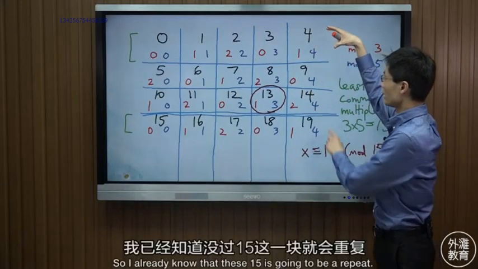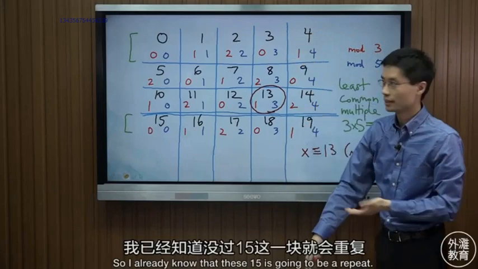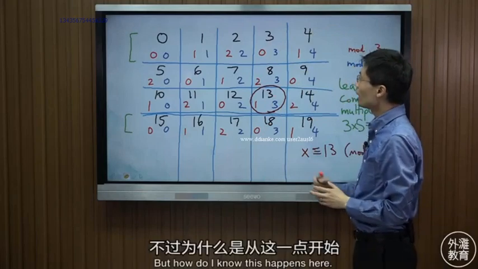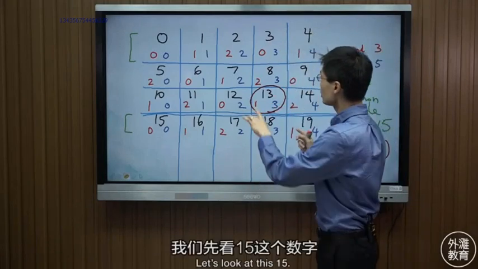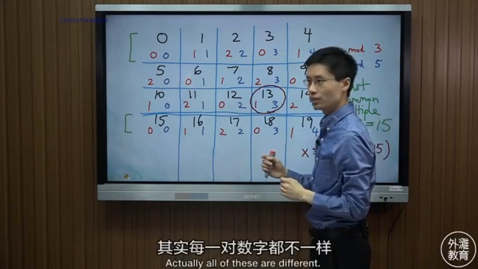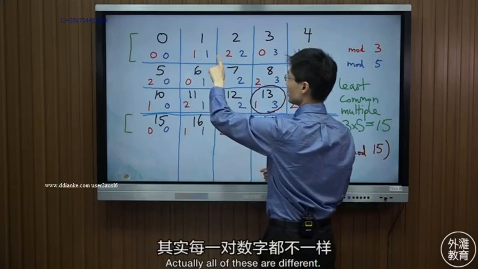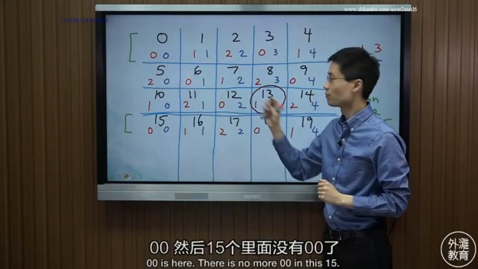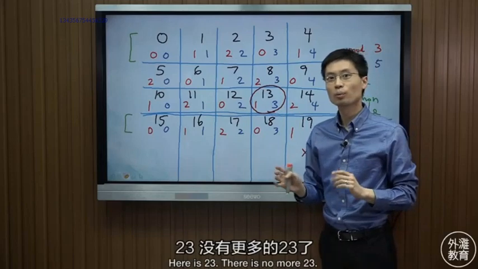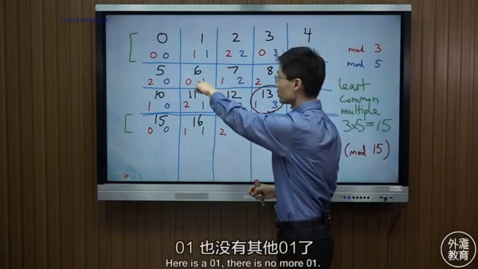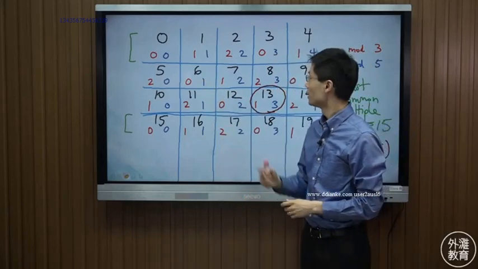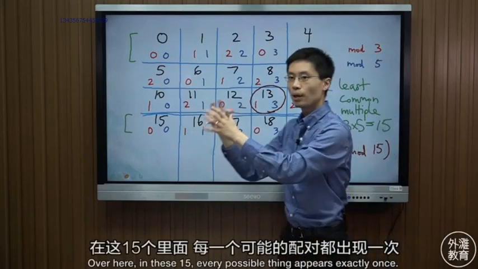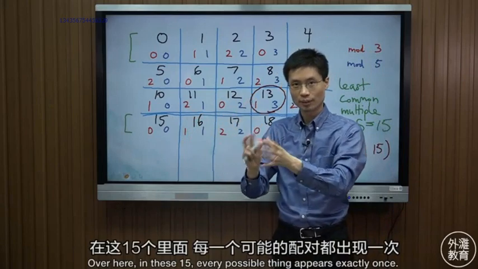So I already know that in these 15, there's going to be a repeat. It's going to go from here, and then same picture, and then same picture. But how do I know that this happens here? Let's look at this 15. Actually, all of these are different. 0, 0 is here. There's no more 0, 0 in this 15. Here's 2, 3. There's no more 2, 3. Here's a 0, 1. There's no more 0, 1. Over here, in these 15, every possible thing appears exactly once.